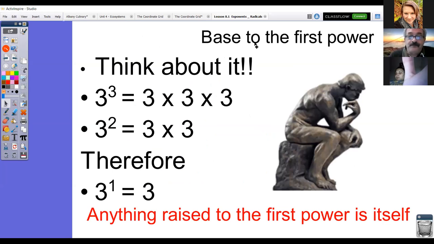Okay, so base to the first power. So if we think about it, 3 to the third is 3 times 3 times 3, which is 27. 3 squared, or 3 to the second power, is just 3 times 3. Therefore, 3 to the first is just going to be 3. So anything raised to the first power is itself. Always. B to the first power is going to be B. A cabillion to the first power is going to be a cabillion.